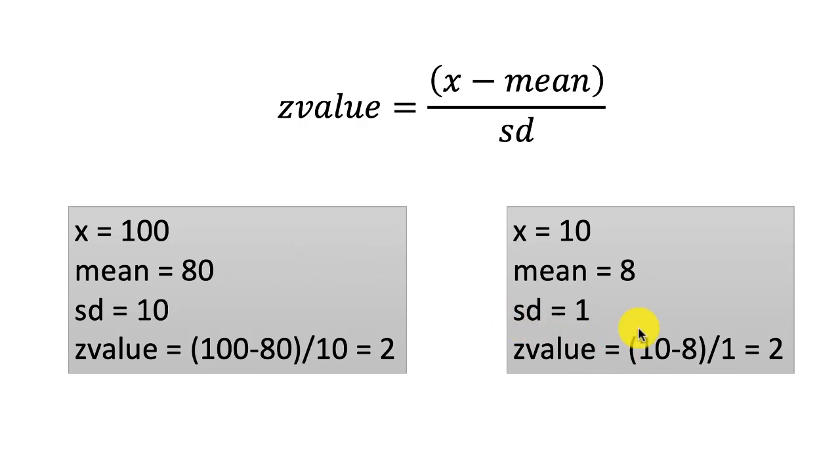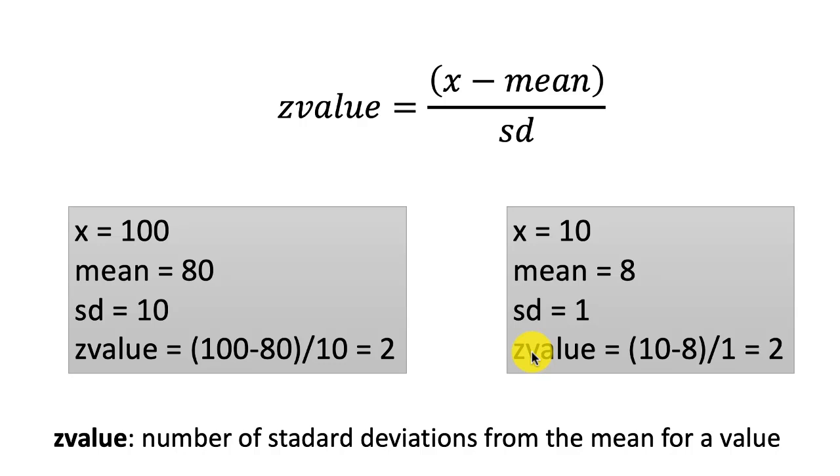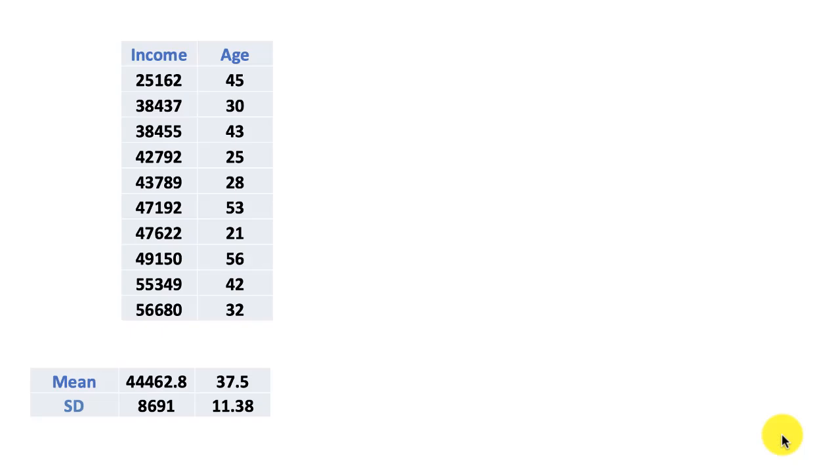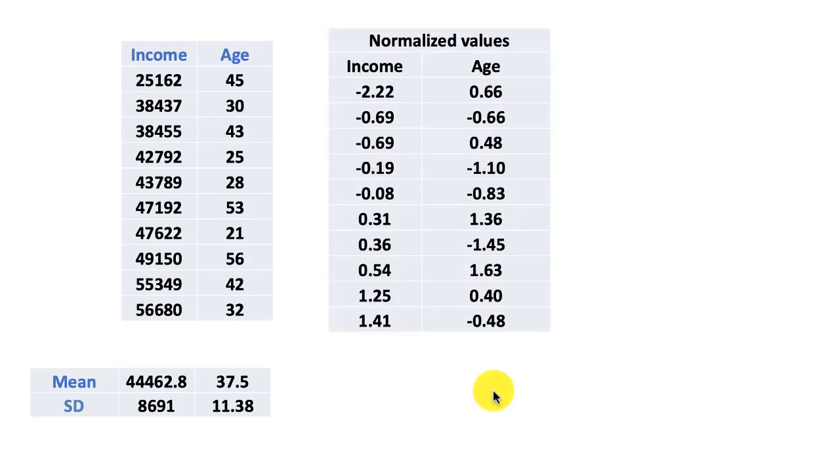But if you calculate the z-value, it also turns out to be 2. So this 10 is 2 standard deviations away from 8, and 100 is 2 standard deviations away from 80. So if you standardize both of these, both of them will just become 2. The big difference that you have between 100 and 10 vanishes. So that's the idea of standardizing or normalizing the value. Basically, the z-value is nothing but the number of standard deviations away from the mean that any given value is. So if you take this example, the normalized or standardized values will look like this.